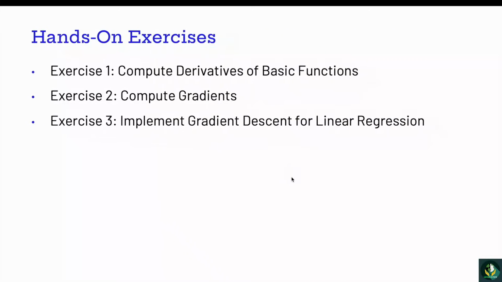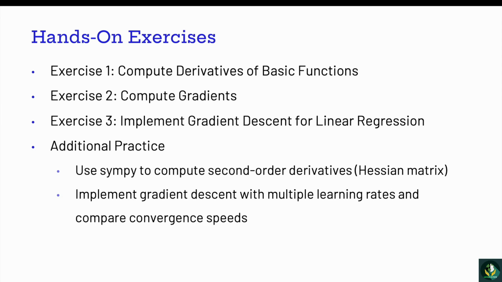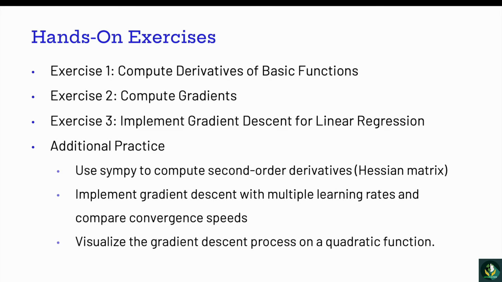Next, if you want to do some more additional practice on these, you can use SymPy to compute second order derivatives, which is the Hessian matrix. So we did the first order derivatives, but you can do the second order derivatives if you want. You can implement gradient descent with multiple learning rates and compare convergence speeds. Also, you can visualize the gradient descent process on a quadratic function. Try this out and let me know how it goes.